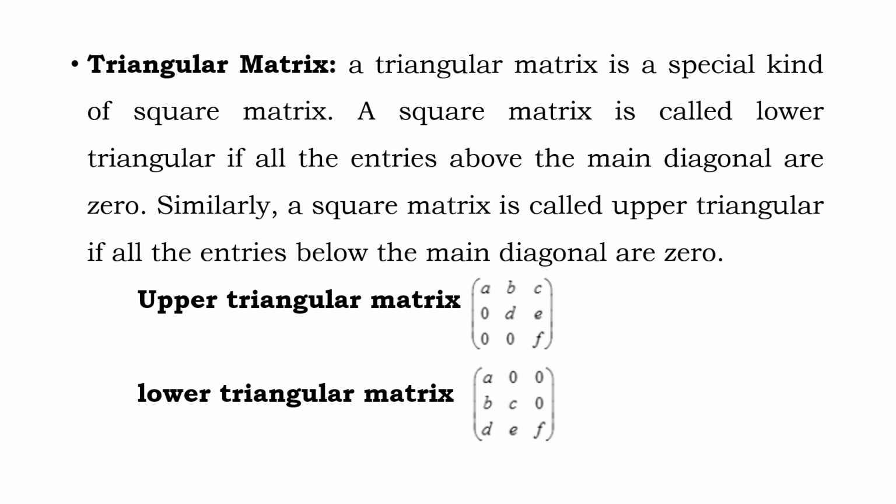Triangular matrix. A triangular matrix is a special kind of square matrix which will have entries either in the upper boundary or lower boundary. If it is in the upper, then it is called an upper triangular matrix. If it has any elements in the lower triangle, then we call it a lower triangular matrix.